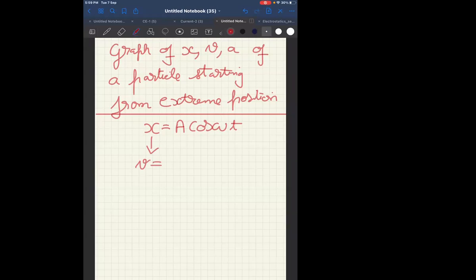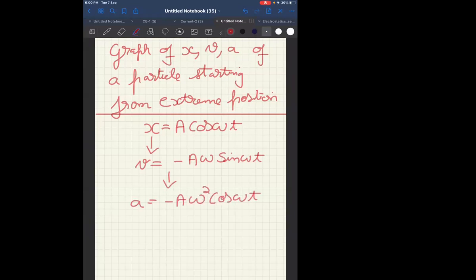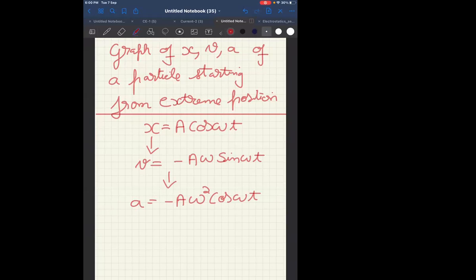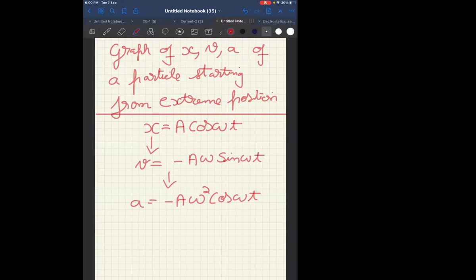Yes, sir. What is velocity? Sir, differentiation of displacement. Sir, V is minus A omega sin omega t. Yes. Correct, sir. And from here, what is acceleration? Sir, displacement is minus A cos omega t, no? No, displacement is A cos omega t. We did the derivation also. Yes, sir. A cos omega t.